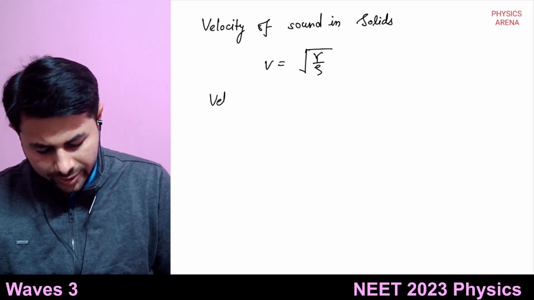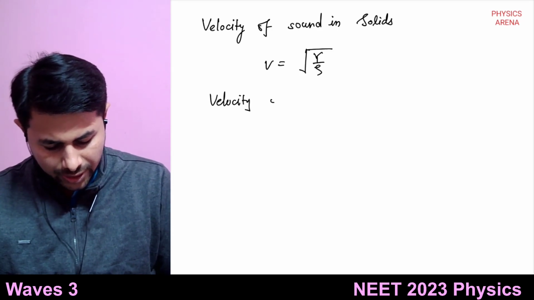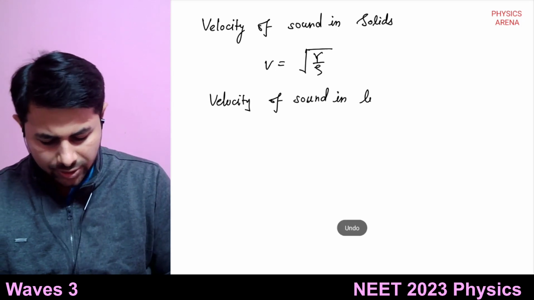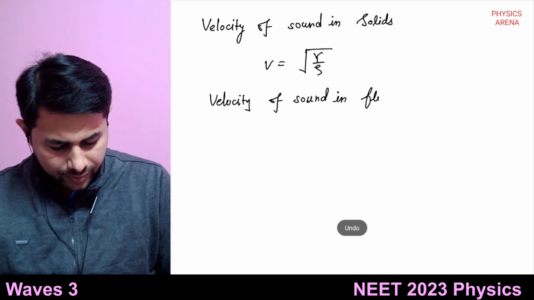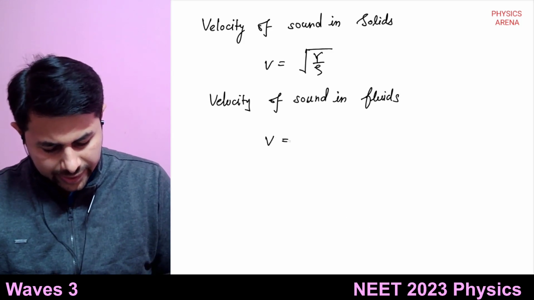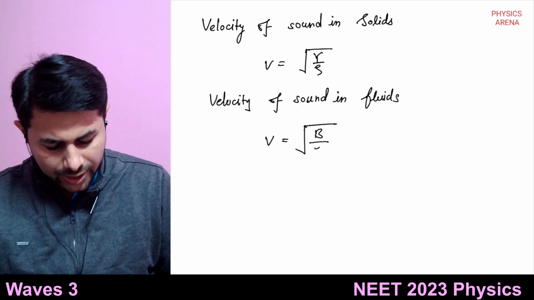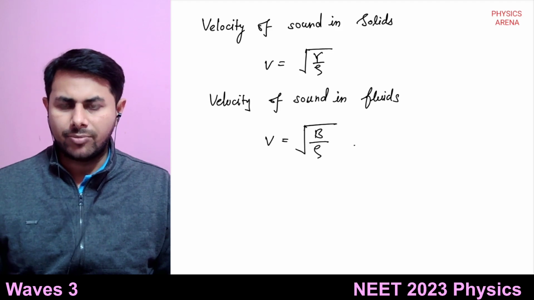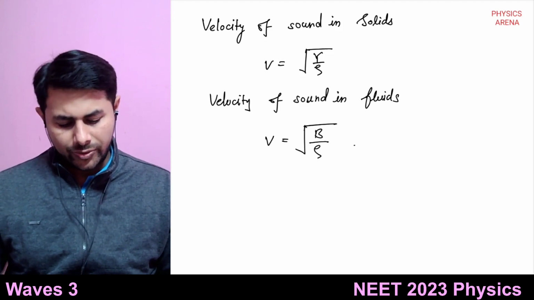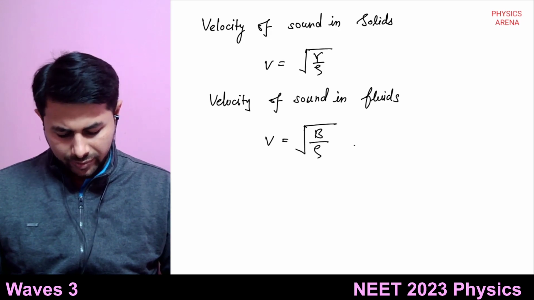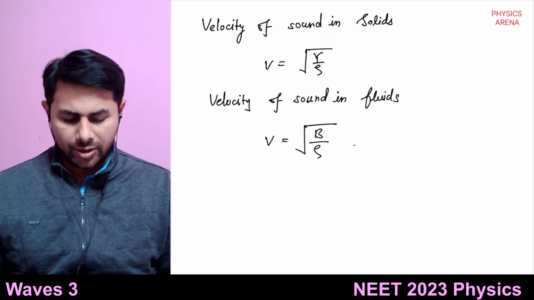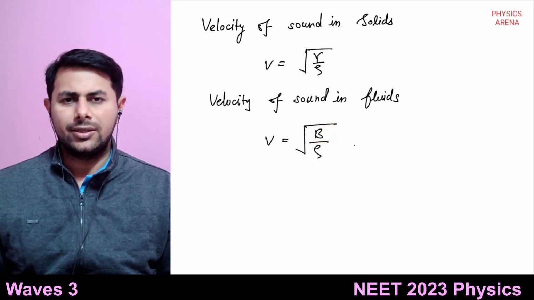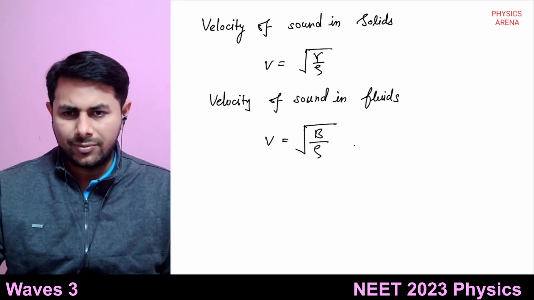And velocity of sound in liquids and gases, or let's call them fluids, is given by square root of bulk modulus divided by rho. We have to memorize this. Velocity of sound in solids is given by square root of Y upon rho. In fluids, it is given by square root of bulk modulus divided by rho.